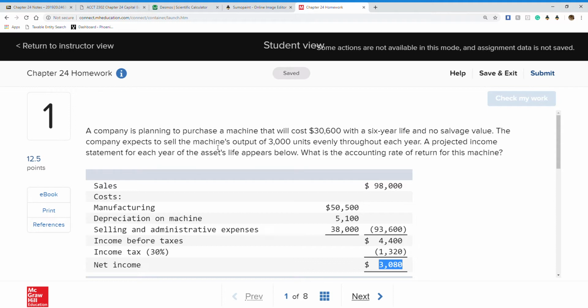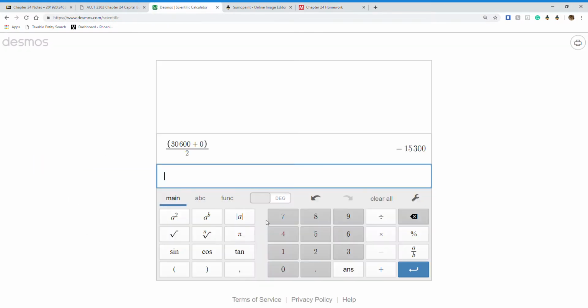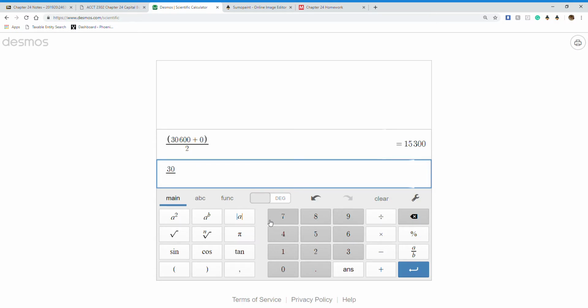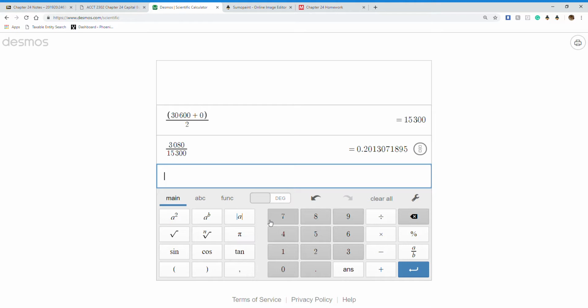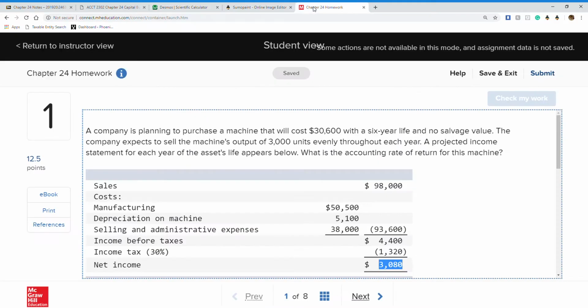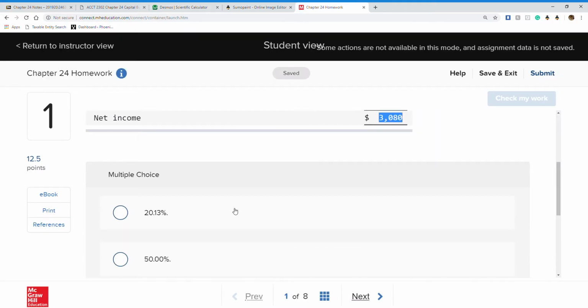So, we're going to take 3,080. Whoops. Back up here. And divide it by our average assets. So, it ends up being about 20%. Again, 20%, 20.13.